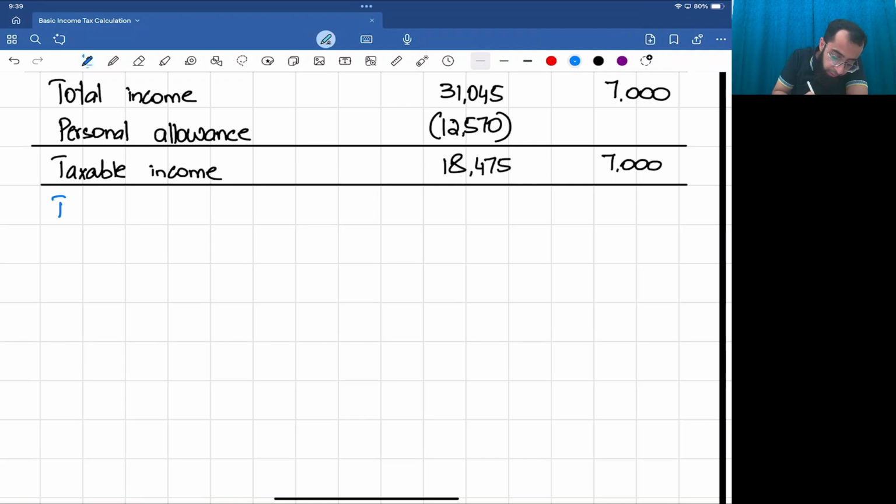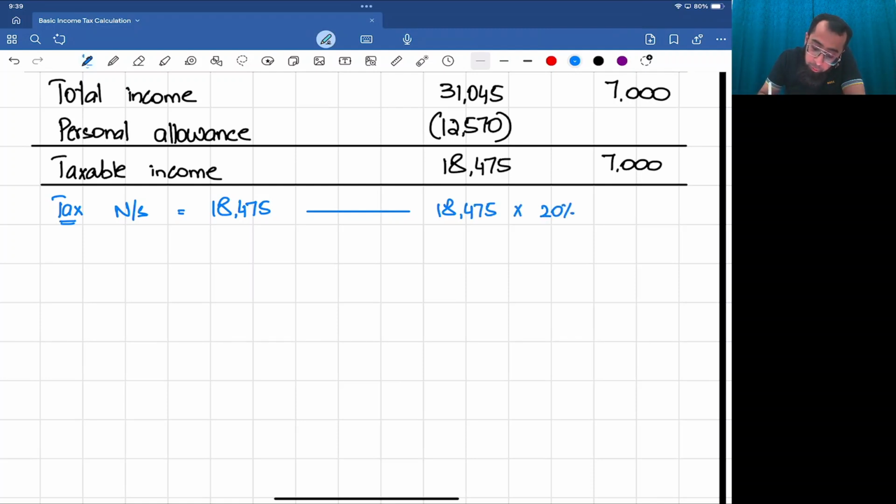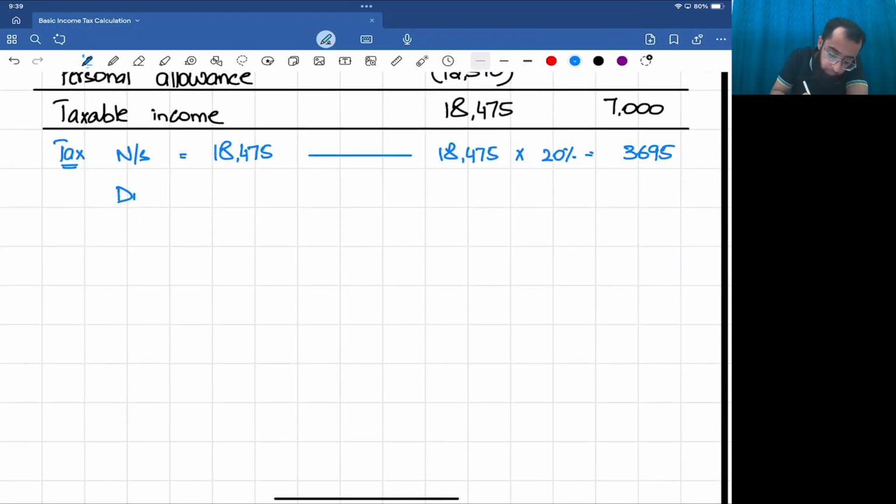Let's charge tax on it. Now your non-saving income is 18,475, and up to 37,700 it's your basic rate band. So 18,475 multiplied by 20% gives you 3,695. Then comes the dividend income, which is 7,000. On the first 500, it will be 0% tax. On the first 500, you always charge 0% tax, so that gives you 0.